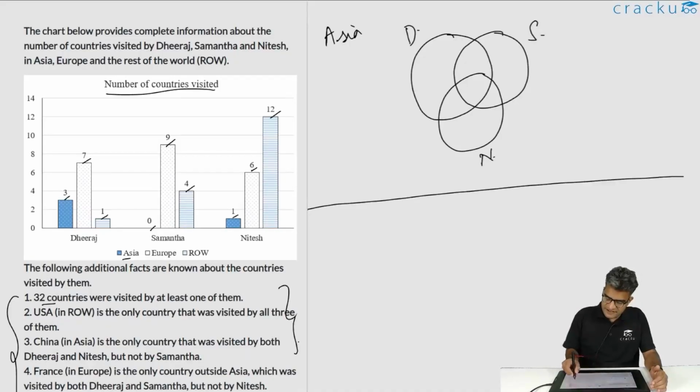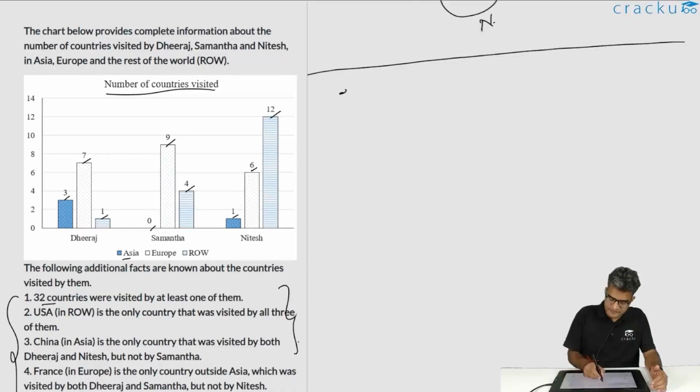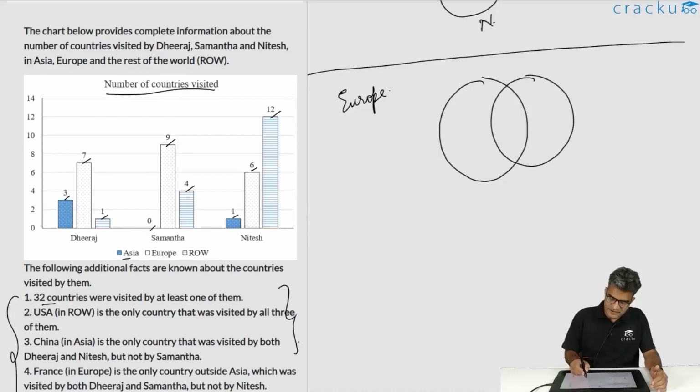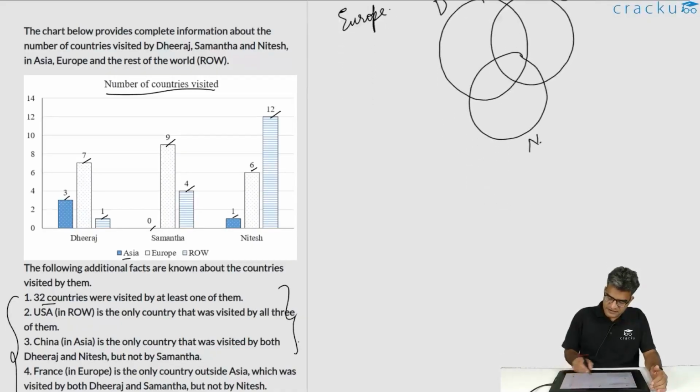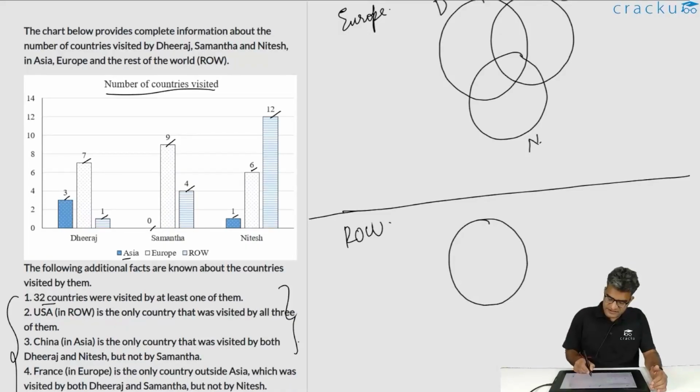Then we have a Venn diagram for Europe. We have Dheeraj, Samantha and Nitesh. And then we have another one which is the rest of the world. This also has Dheeraj, Samantha and Nitesh.